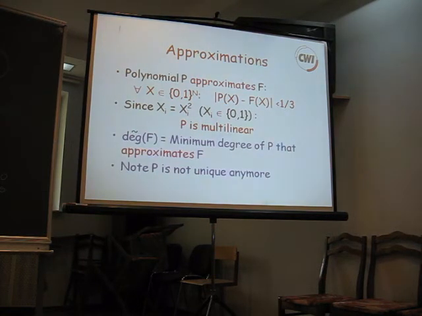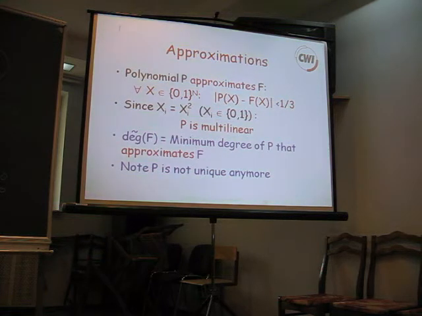However, the polynomial is not unique anymore. There may be many polynomials now that approximate a certain function. It's easy to see if you change it a tiny little bit, it still will be within a third, and that's a different one. So that's a complication.